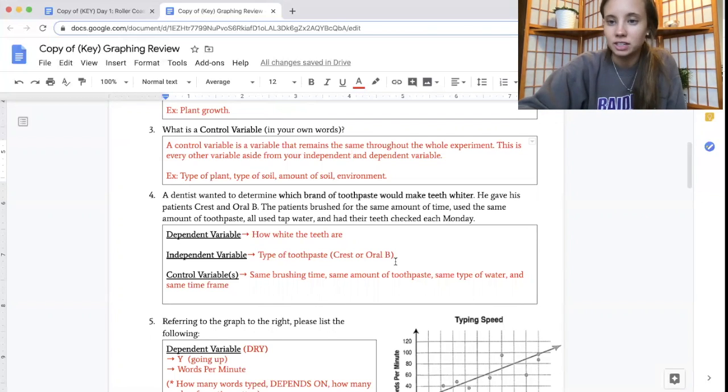And then our control variables, everything that stays the same. In this case, we have the same brushing time, we have the same amount of toothpaste, we have the same type of water, and we have the same time frame. So they're all being checked on the same day.